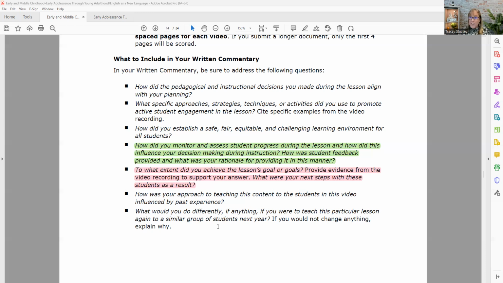Again, where do you need to go look about feedback? Go to the National Board Standard for Assessment in your area. I promise you, just go over there and read it again. They tell you what this looks like. It's pretty cool. The red question, which is question number 5, asks: to what extent did you achieve the lesson's goal or goals? Provide evidence from the video recording to support your answer. What were your next steps with these students as a result?